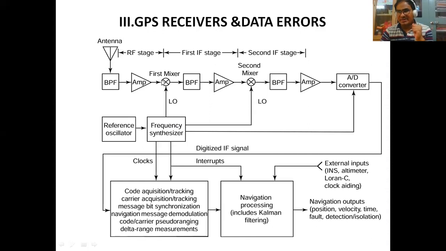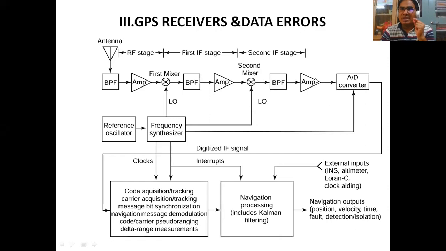If the process of down conversion is not sufficient, we go to down conversion in one more stage, that is the second stage. The signal is given to a second mixer, the same local oscillator frequency carrier is given as another input for the second mixer, and the output of the mixer is given to a band pass filter followed by amplification. Now it is ready for digital conversion.